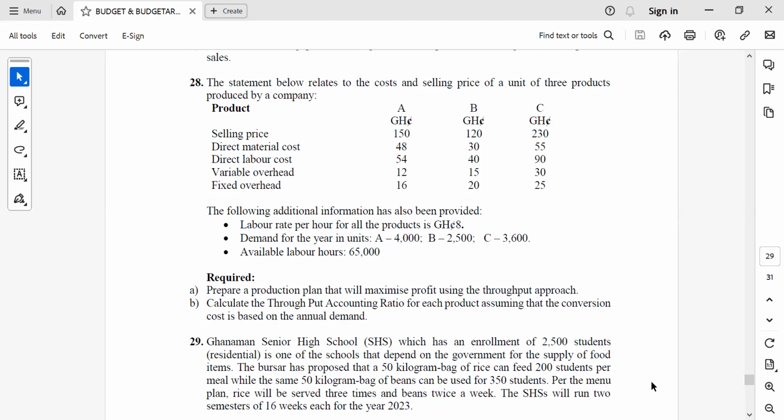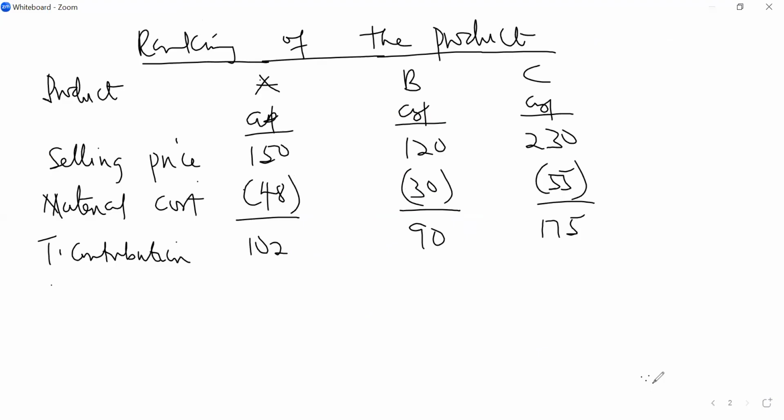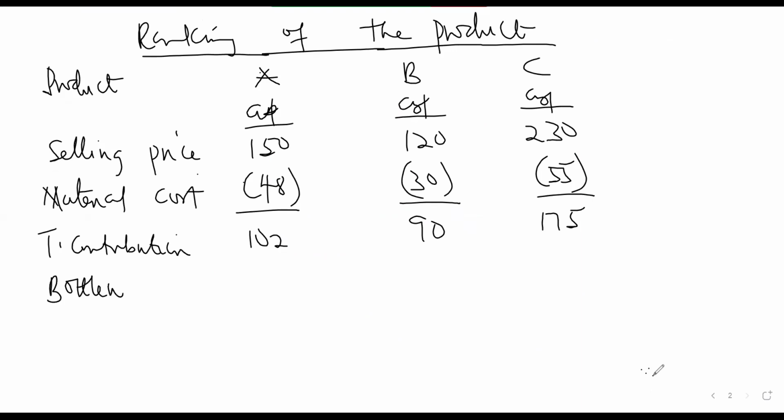So how many hours are we using to produce 1 unit of A? That was 54 divided by 8, 6.75. So the hours that we are using, let's come to the bottleneck. So the bottleneck will be 6.75. Okay, this was 5, isn't it? And this was 11.25. Am I correct with that? Yeah. Okay, so that is it.